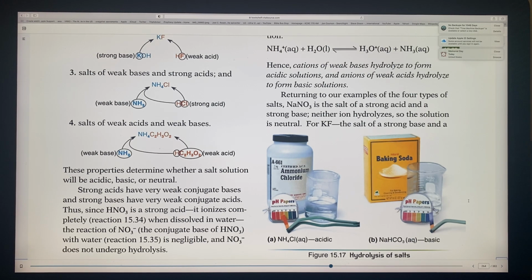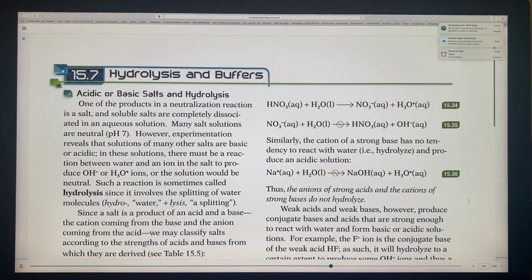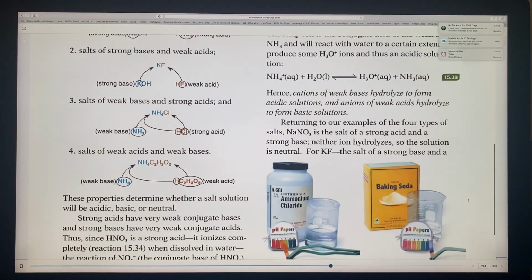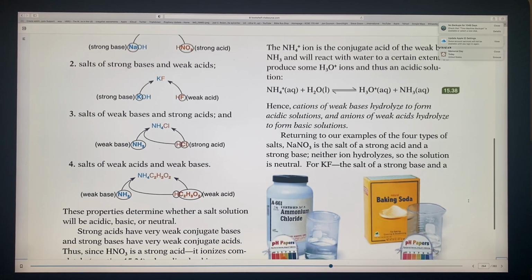So what they're just saying here is that weak bases and weak acids will react with water, or hydrolyze with water. And this hydrolyzation process will produce a little bit acidic or basic salts. So it's a long ways to go for just the end result, as I went through all that. But that's what your book is trying to show you here.